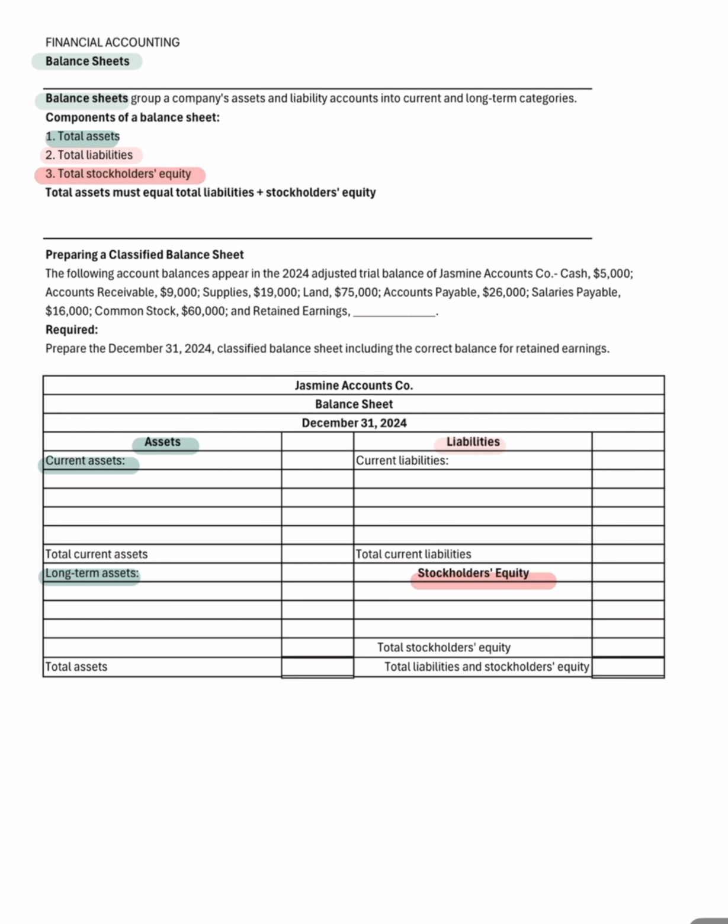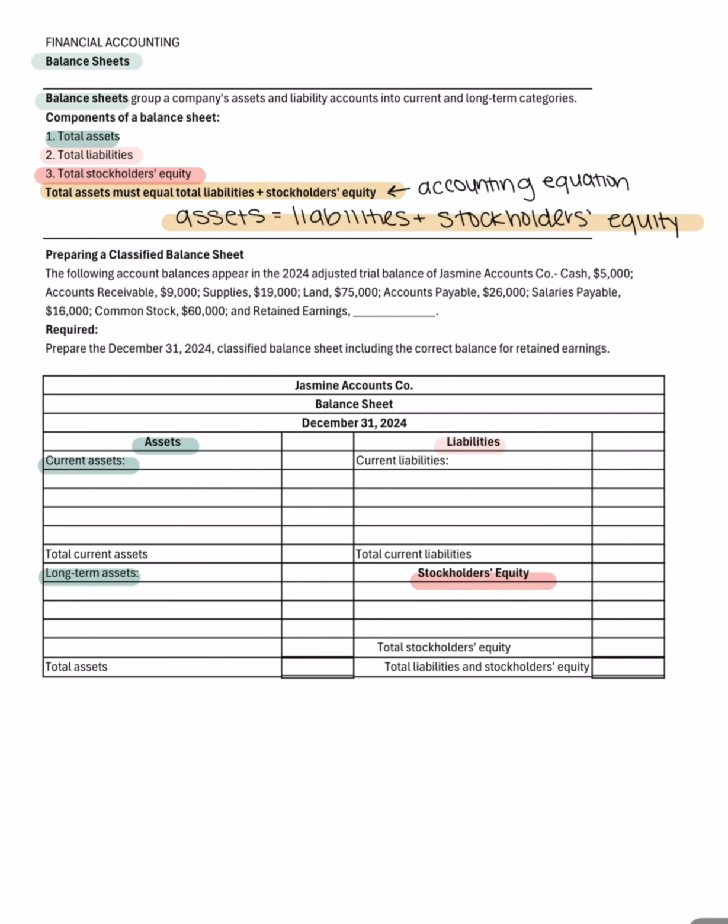Okay, and then let's take note of this as well. Total assets must equal total liabilities plus stockholders' equity, and this is going to be the accounting equation. I'm just going to rewrite it, if it makes it a little bit easier, with less words. All right, there we go. So now we are able to begin.